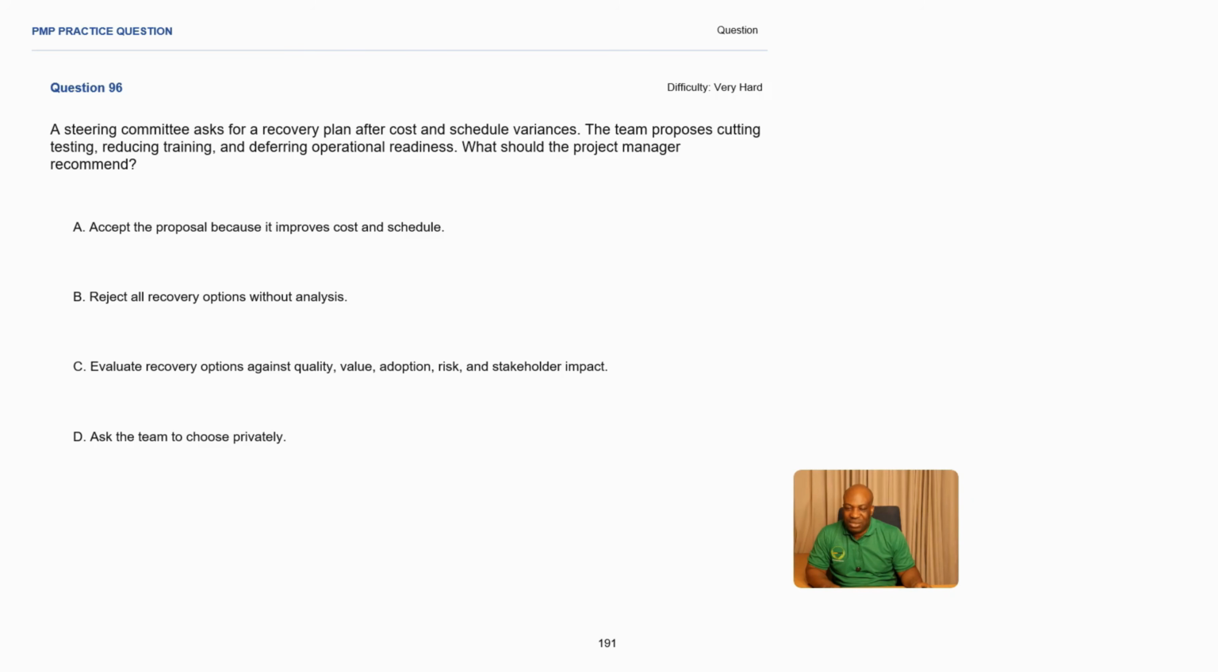Practice question number 96, sorry. A steering committee asks for a recovery plan after cost and schedule variance. The team proposes cutting testing, reducing training, and deferring operational readiness. What should the project manager recommend? This is a very difficult question, but you need to pay attention for you to be able to answer this one. A steering committee is asking for a recovery plan after cost and schedule variance. So the project has got cost and schedule variances. The team proposes cutting testing, reducing training, and also deferring operational readiness. What should the project manager recommend?